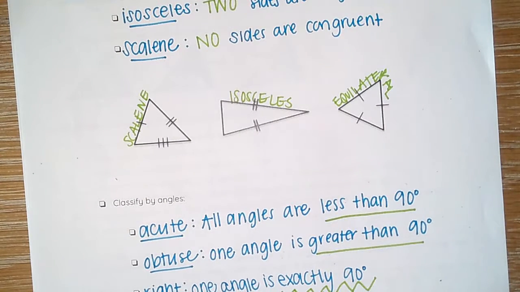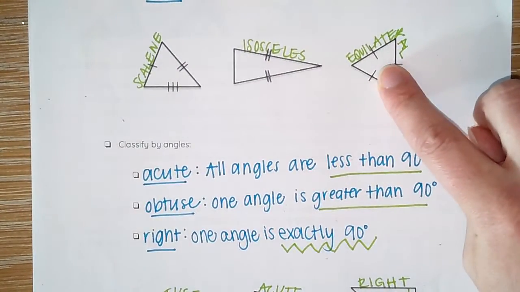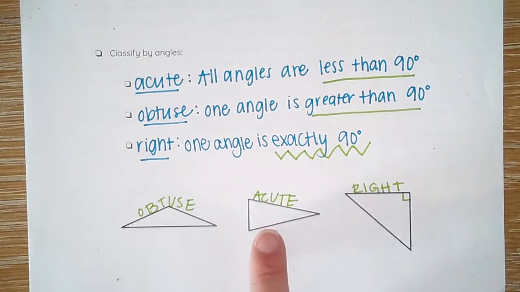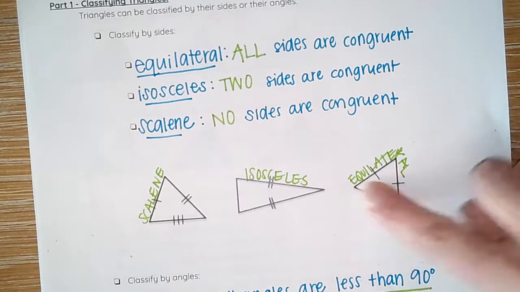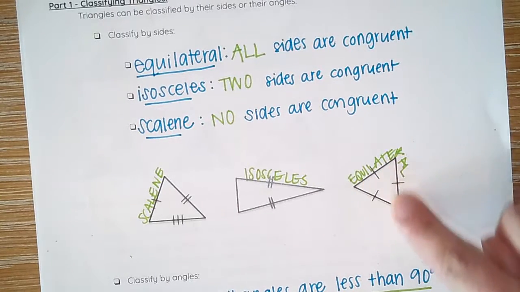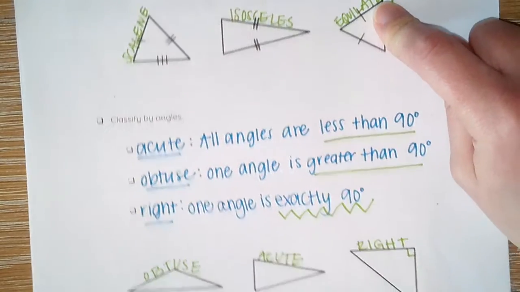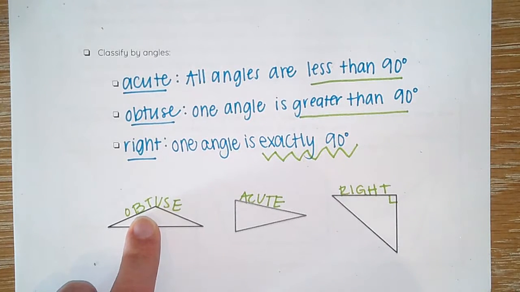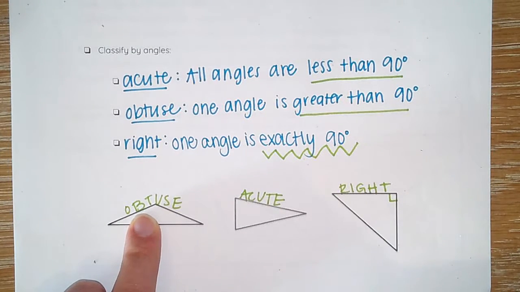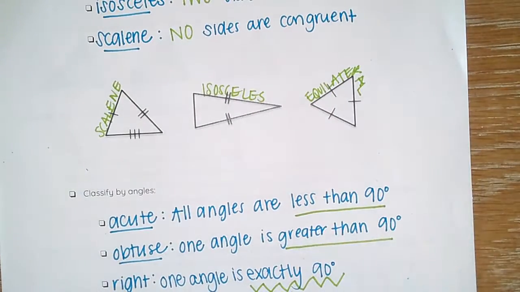One thing that I want to point out is equilateral triangles have to be acute. Not only are those sides congruent, the same side lengths, their angles then are all the same as well. So that means it has to be acute, since only one angle can be above 90 degrees and only one angle can be a right angle. That means all equilateral triangles are acute.